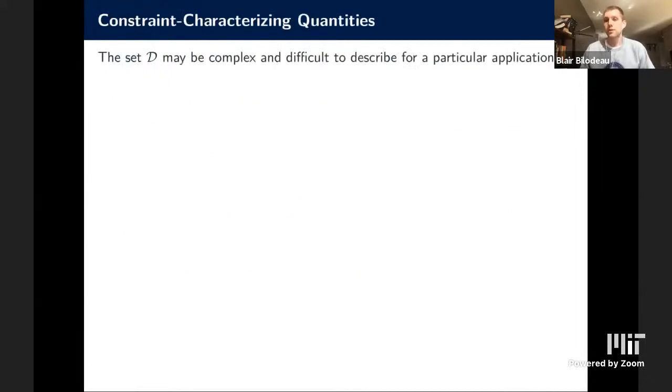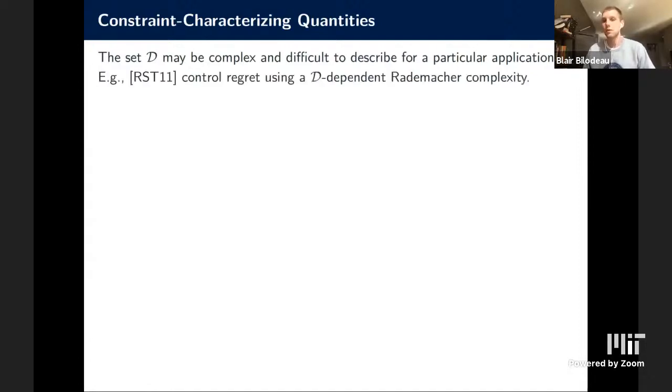But while that's nice intuitively, it could still be quite difficult to describe what this D actually looks like for any particular application of interest. So in Rakhlin, Sridharan, and Tewari, they define the minimax regret, or get matching upper and lower bounds on it, in terms of a Rademacher complexity that depends on what these constraints look like. But for a particular setting, it might be difficult to determine what the actual rates are going to be.